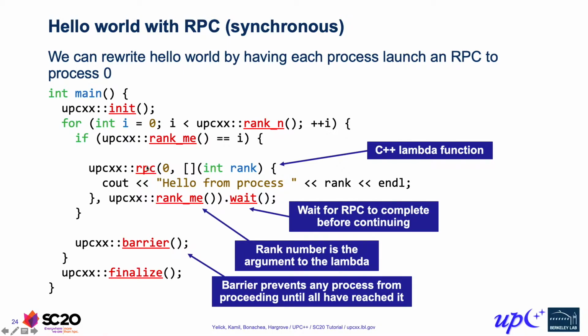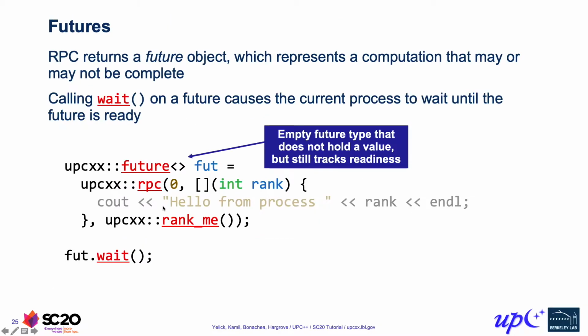All right, so I mentioned that what you get back from the RPC is a future. It doesn't wait for the entire execution to complete. It's an asynchronous operation. So a future represents a computation that may or may not be complete. And if we want to wait for the operation to be completed, then we call wait on it. And so what that does is it causes the current process to wait until the point at which the future is ready, at which point wait returns and the current process can continue.